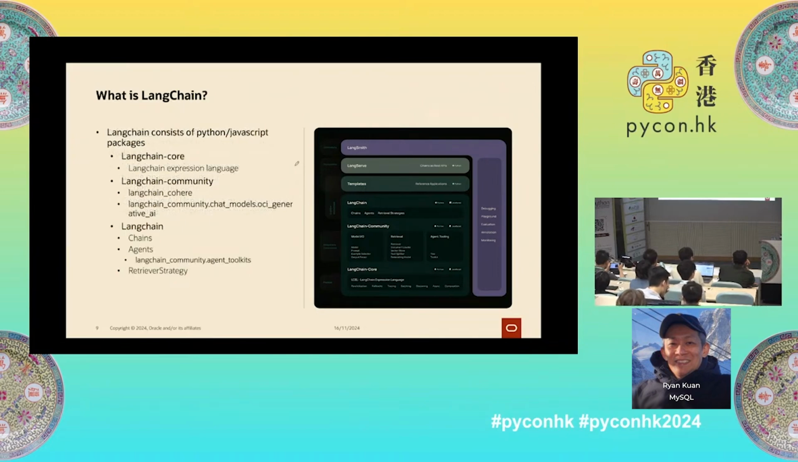As part of LangChain, there are two types of packages you can use to develop the application. Of course, since this is a PyCon event, I'll focus on Python, but if you are into other languages, you can also use the JavaScript packages. There are core packages, which provide a language for you to string the components together. Then there are community packages, such as Cohere and, from Oracle, our chat model, which allow you to build the application on the Oracle Cloud. These are the few components we will examine in more detail, to see how you can build this LLM application on MySQL.